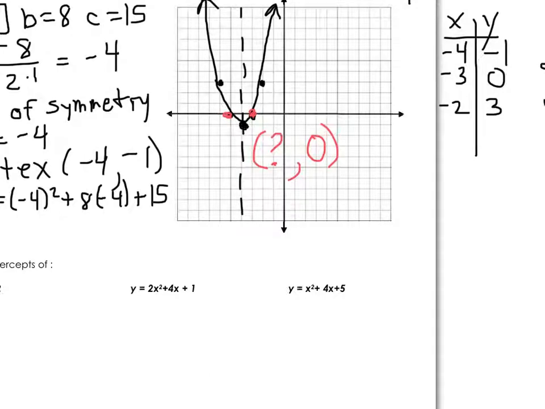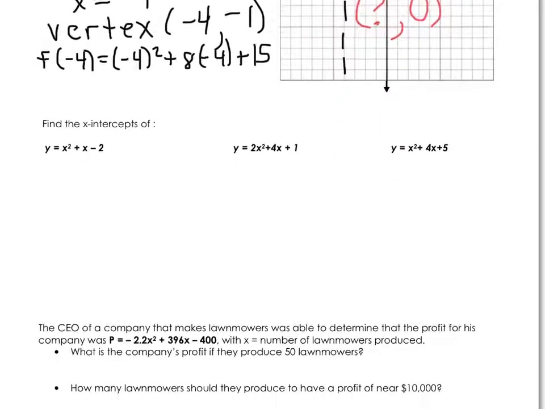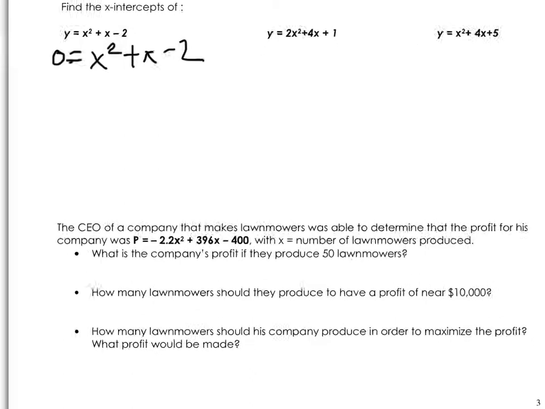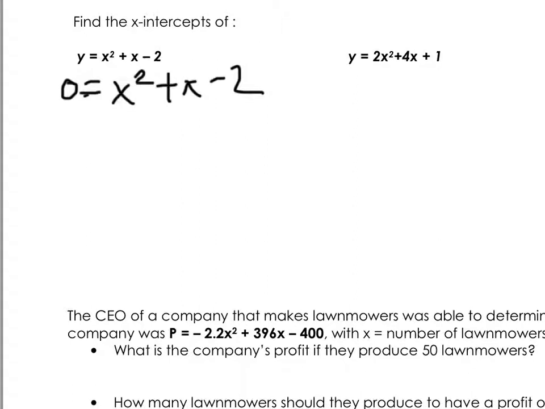So to find the x-intercept, what we do is we set y equal to 0. Once we set y equal to 0, we need to solve this. It's a quadratic. How can we solve it? Can we factor?